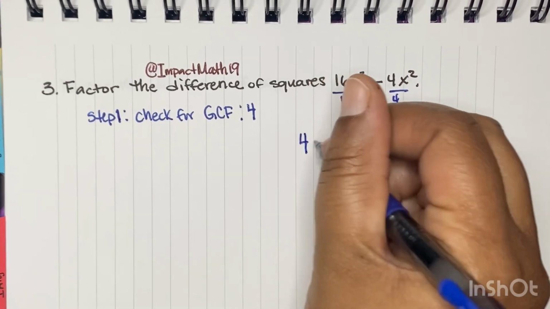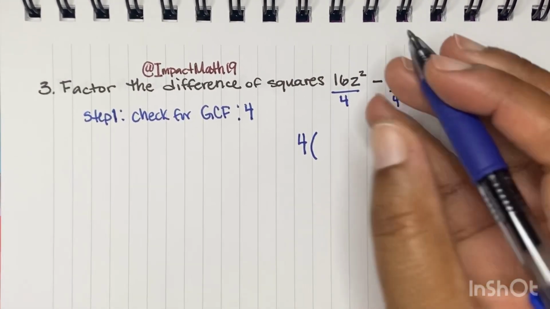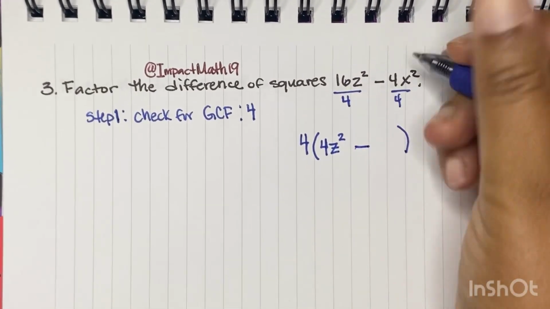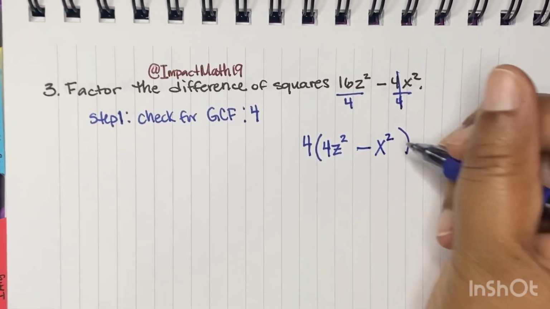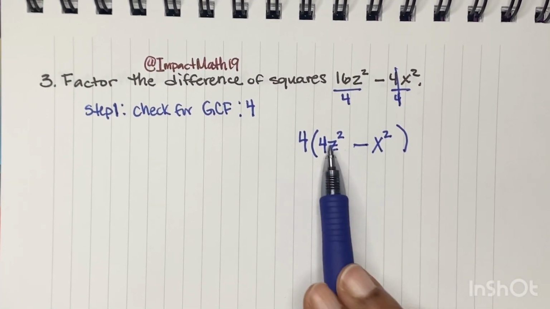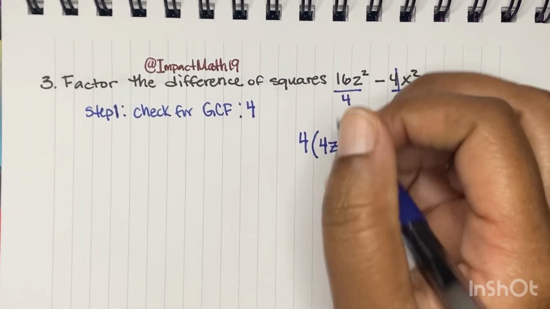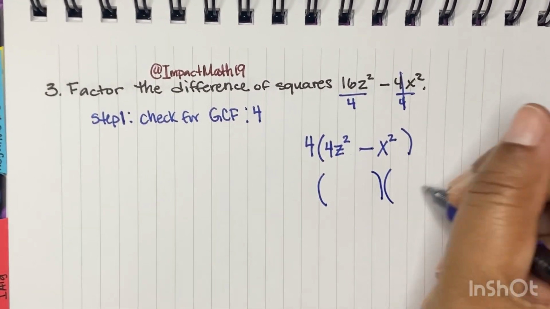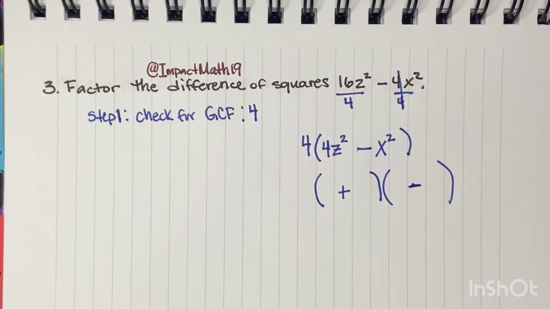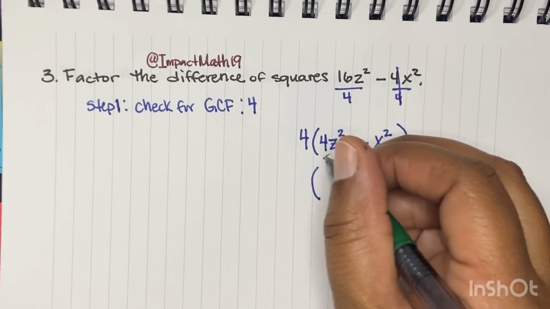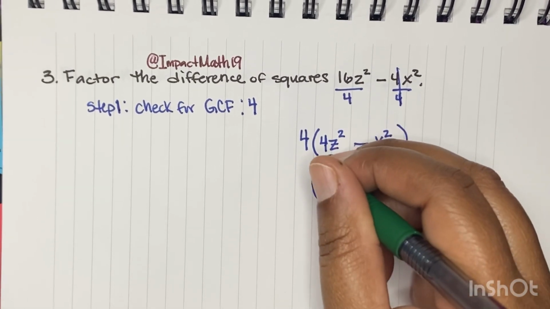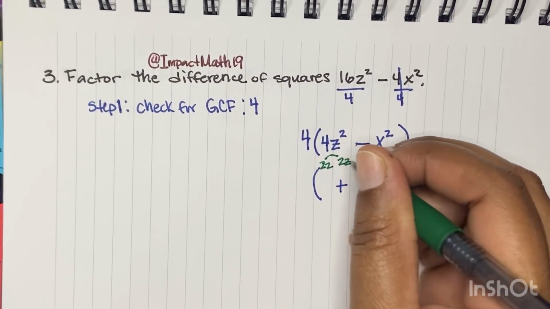So I'm going to write my GCF on the outside. 16 divided by 4 is 4z squared, minus these 4's cancel and we're left with x squared. Now, if you notice, we still have a difference of squares in the middle here. So we're going to write our two parentheses, and our difference of squares always has a plus and a minus. And then we ask ourselves, what times itself can give us 4z squared? Well, 2z and 2z.